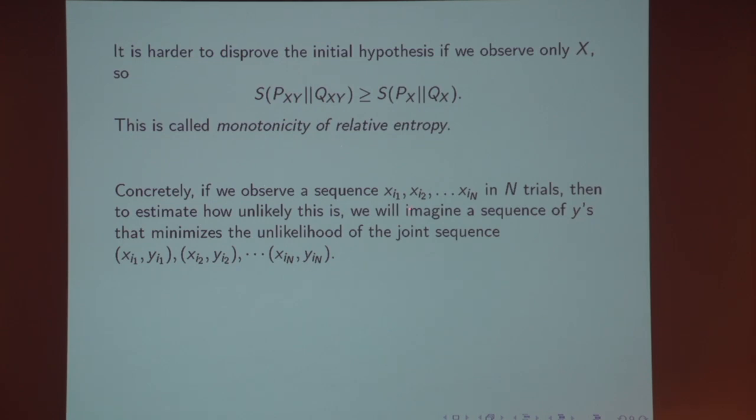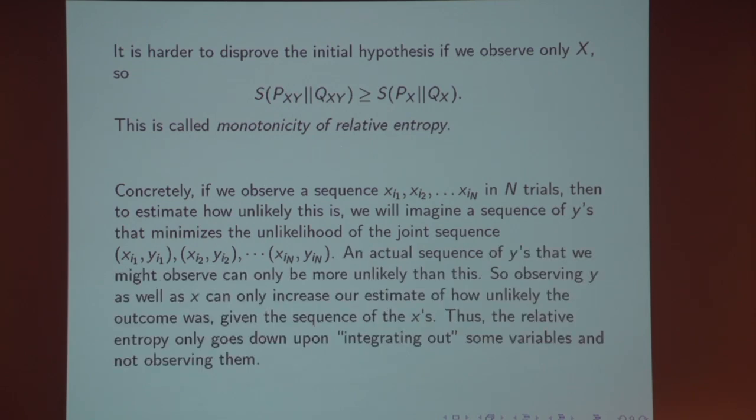Concretely, suppose we observe a sequence of x's. To estimate how unlikely it was, we'd imagine a sequence of y's to minimize the unlikelihood of the joint sequence. But an actual sequence of y's that we might observe would be only more unlikely than this. So observing y as well as x could only increase our estimate of how unlikely the outcome was given the sequence of the x's. So the relative entropy can only go down upon integrating out some variables and not observing them.